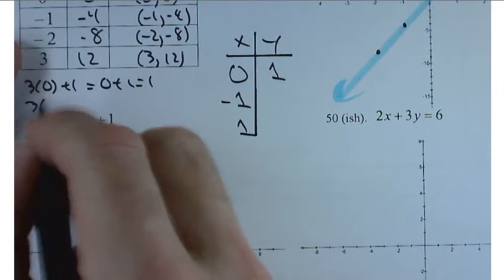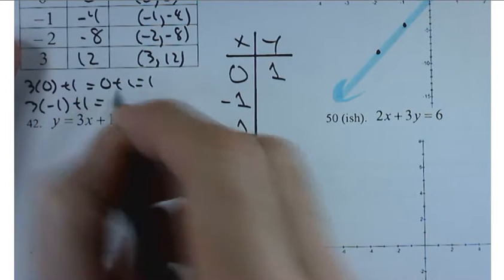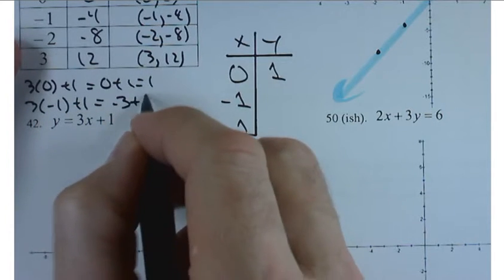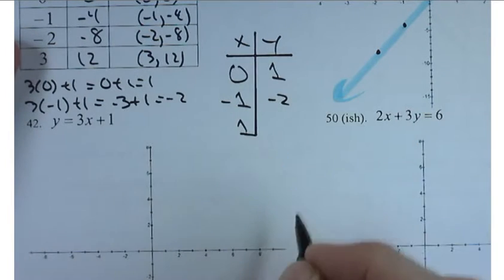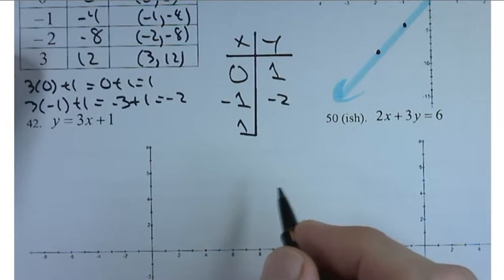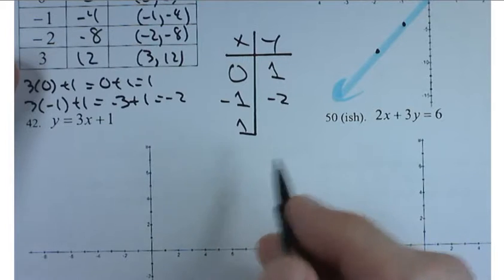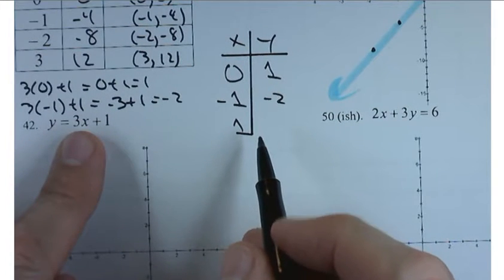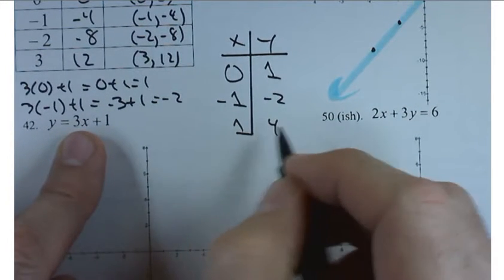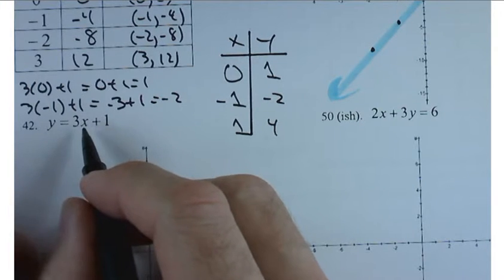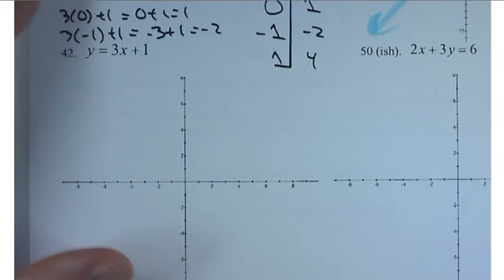Carry, 3 times -1 plus 1, what would I get there? Good, -2. And last but not least, someone else for x equal 1. 4. 3 times 1 is 3, plus 1 is 4. So I've got 3 points.